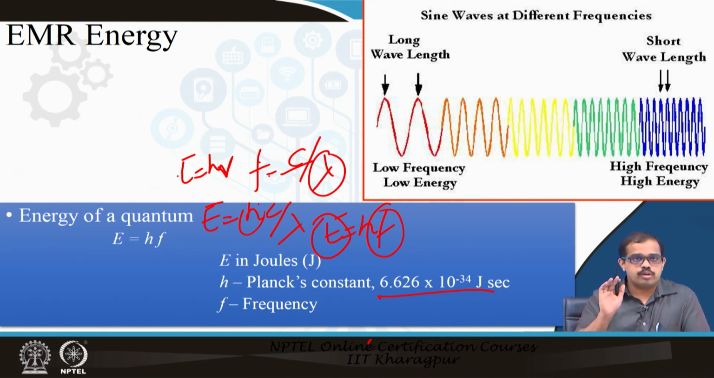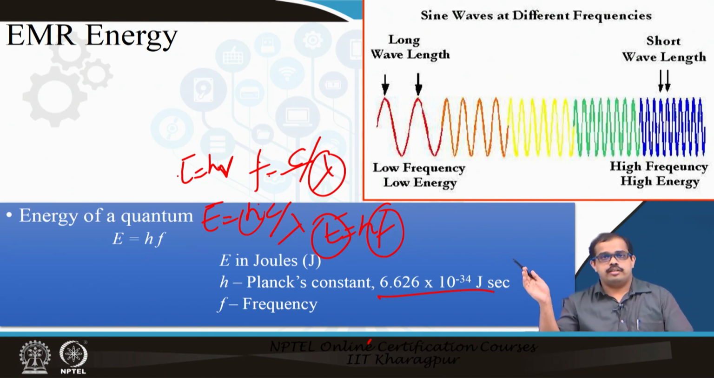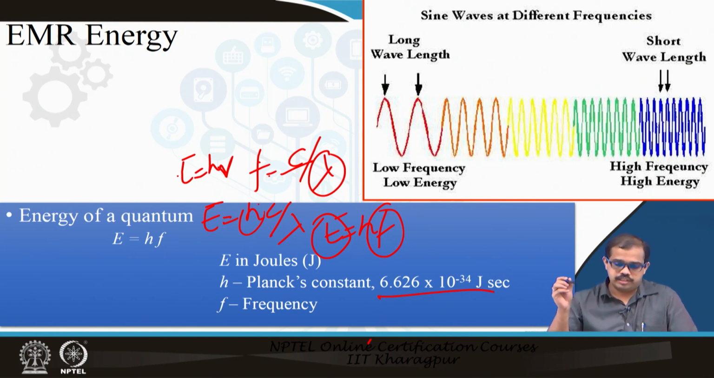So, the energy of a quantum or quanta is measured as E is equal to hf or h nu. So, nu or f is inversely proportional to the wavelength, that is, f is equal to c by lambda. So, E is equal to h c by lambda. When you look at this equation, frequency is directly proportional to your energy, and wavelength is inversely proportional to the energy.